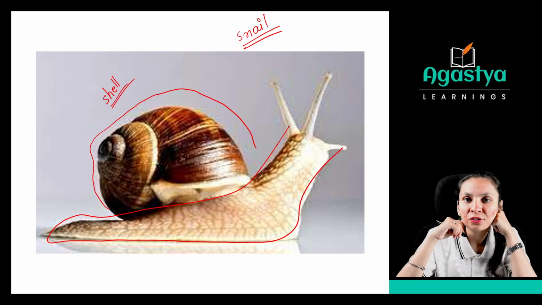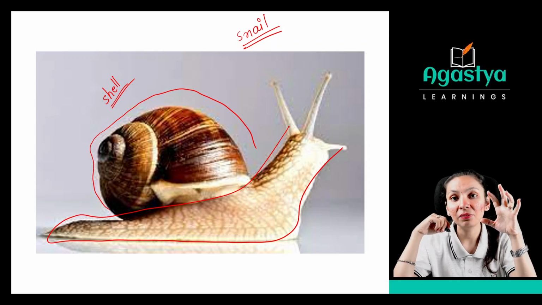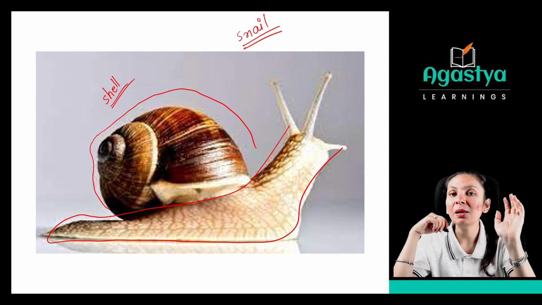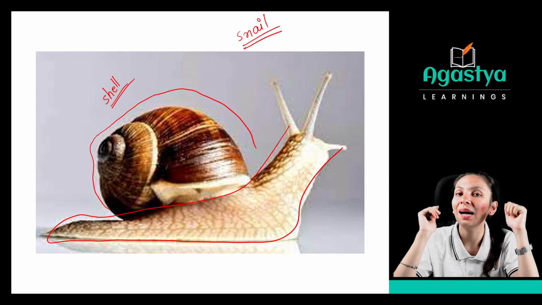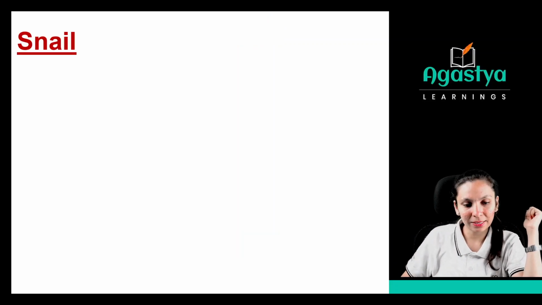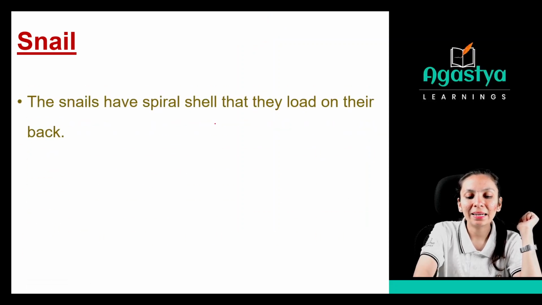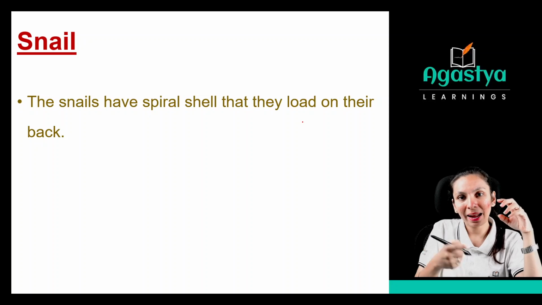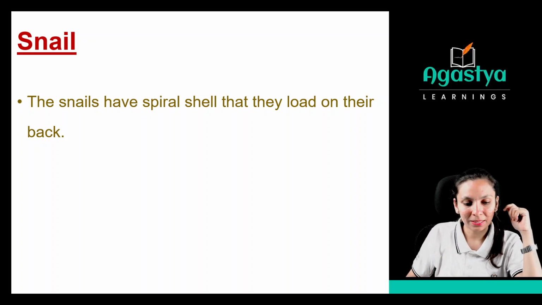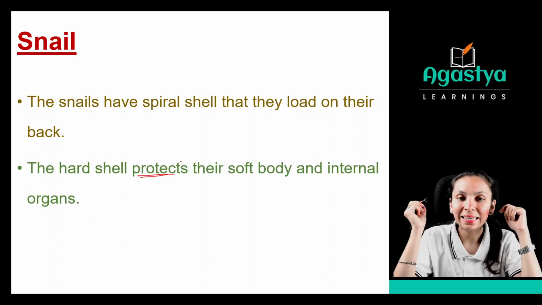So do you know the use of this shell? Yes, as it is a hard covering which is present on the skin, it will provide protection to the snail from the enemies or from the harsh conditions. So let us discuss something about the snail. See, the snails have a spiral shell that they carry on their back. As you have seen in this picture, the spiral shell is on the back side. The hard shell protects their soft body and internal organs.